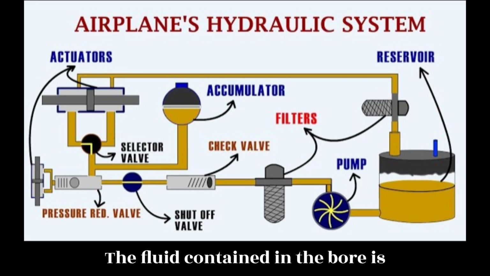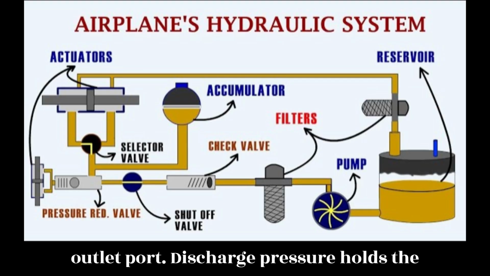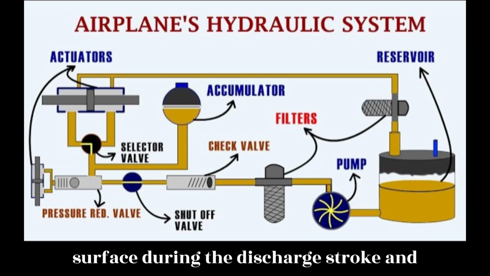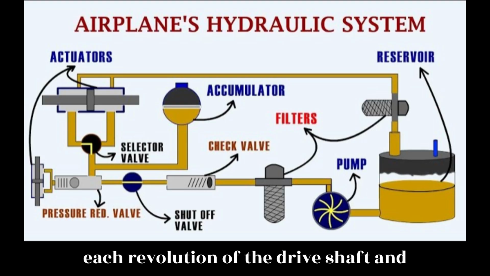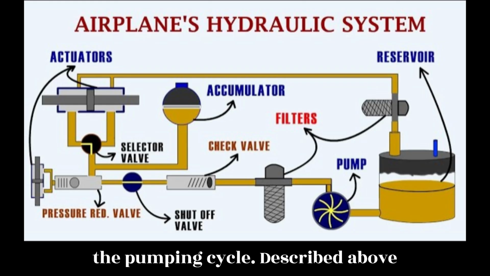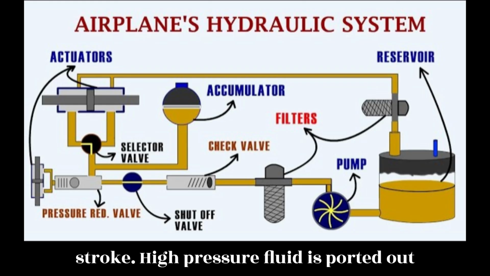The fluid contained in the bore is pre-compressed, then expelled through the outlet port. Discharge pressure holds the piston shoe against the yoke bearing surface during the discharge stroke and also provides the shoe pressure balance and fluid film through an orifice in the piston and shoe subassembly. With each revolution of the drive shaft and cylinder block, each piston goes through the pumping cycle described above, completing one intake and one discharge stroke.